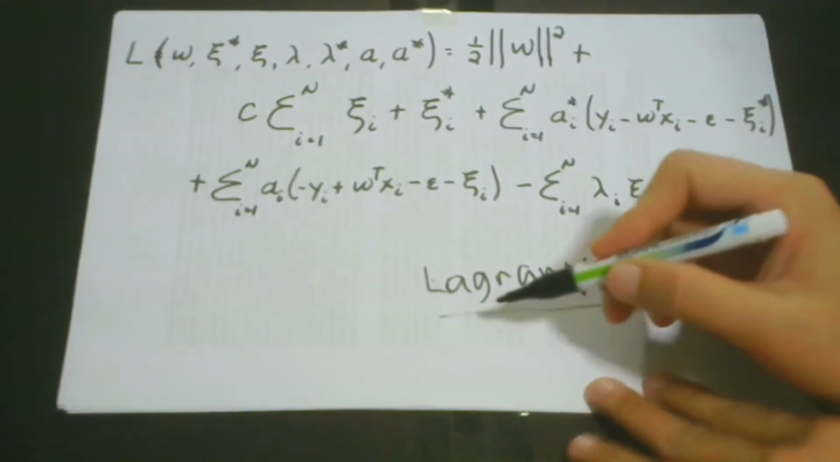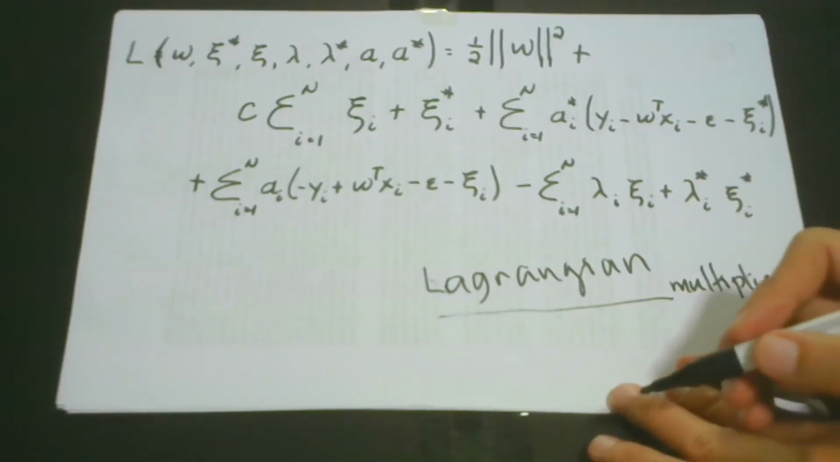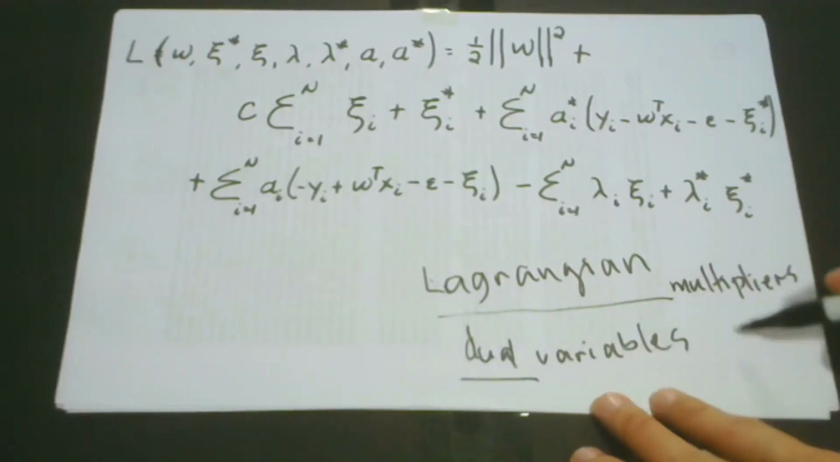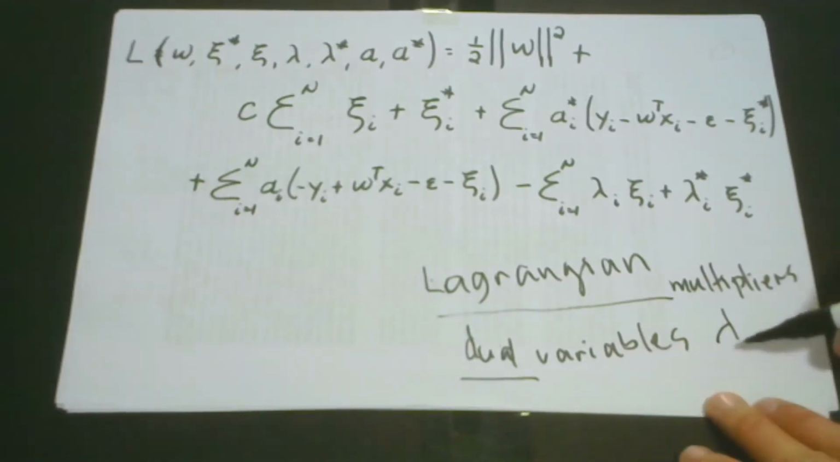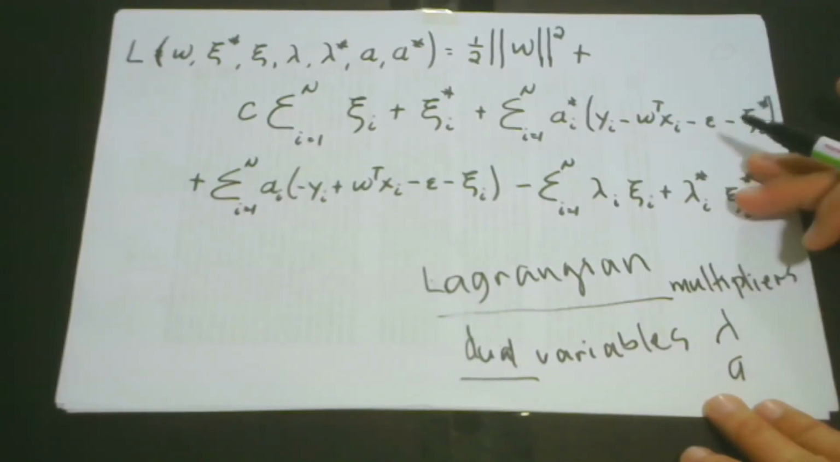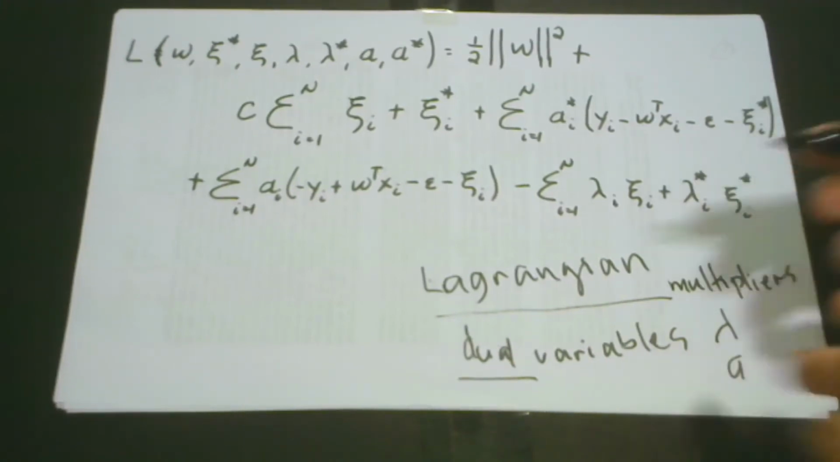We have what we call Lagrangian multipliers, and these are also called dual variables. It's because we're going to use two variables. The first one is represented by lambda, and the second one is represented by alpha. And of course, when we say these two variables, we always have to consider the upper and the lower part of our hyperplane. We have discussed that already.